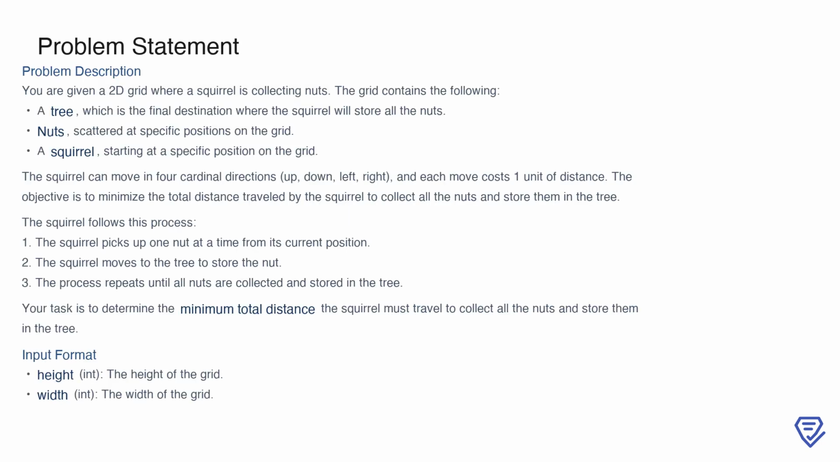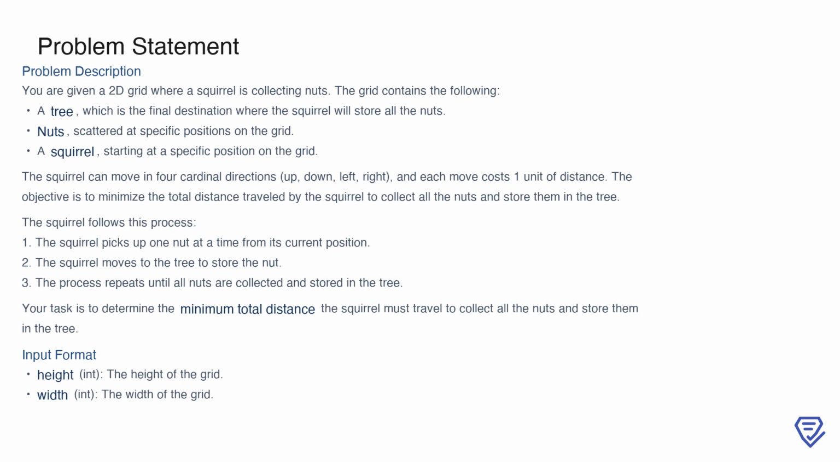In this problem, we are tasked with helping a squirrel collect nuts in a 2D grid. The grid contains three key elements: a tree, which is where the squirrel will store the nuts once collected, the nuts themselves, scattered at specific positions, and the squirrel, starting at a given position on the grid. The squirrel can move in any of the four cardinal directions: up, down, left, or right, and each move costs 1 unit of distance. The goal of this problem is to minimize the total distance the squirrel travels while collecting all the nuts and storing them in the tree.